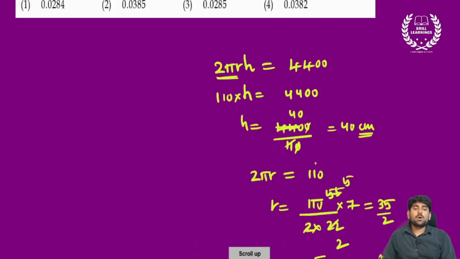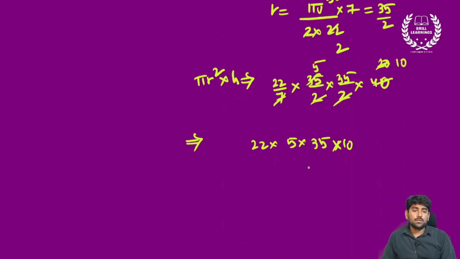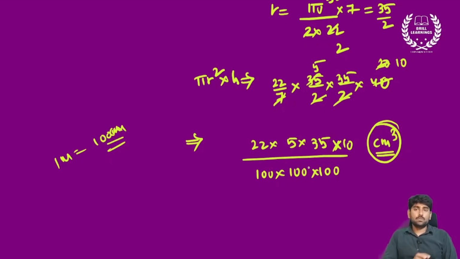But the answer they have given in meter cube. So we need to convert the whole value into meter cube. So this value is in centimeter cube, right? In order to convert this value into meter cube, I have to divide by 100 three times. Why? It is a 3-dimensional figure. That is, volume is 3-dimensional. That means 1 meter is equal to 100 centimeters, right? So that is why I am dividing this whole value by 100 three times, because it is 3-dimensional.